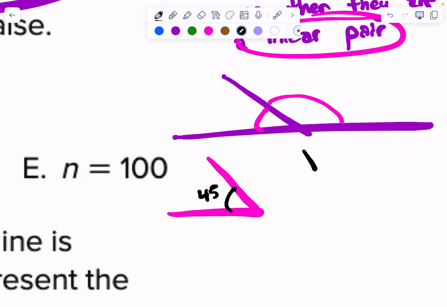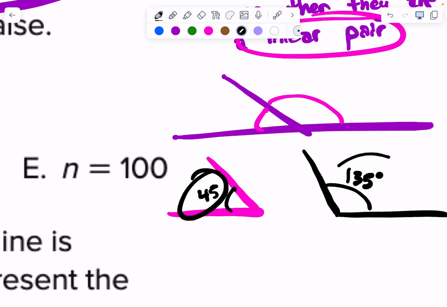Okay, let's put another angle over here that looks like how much? How much would that have to be? 75. No. 135. Yeah, 135, right? Are those two angles supplementary? Yes. 45 plus 135 adds up to be 180, but are they a linear pair?